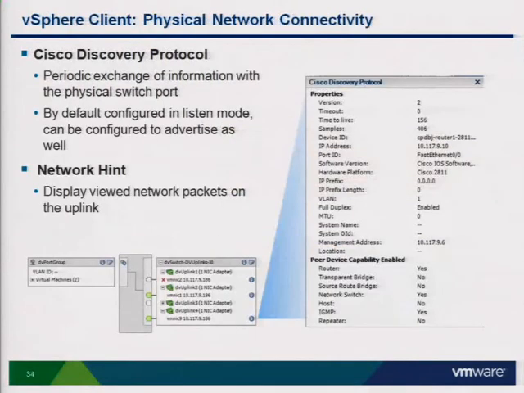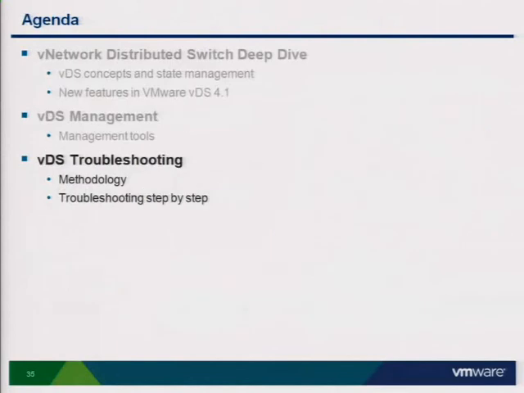And CDP is the physical discovery protocol, which could help you find out which physical switch and which port your uplink connects to, such as this one. You could find out the device ID, the IP address, and some physical platform names. Okay, and the last one is the networking hints. It is the networking packets observed on the uplink, so it will help you do the troubleshooting. Okay, that's all of mine. Welcome, Amar, for the next.